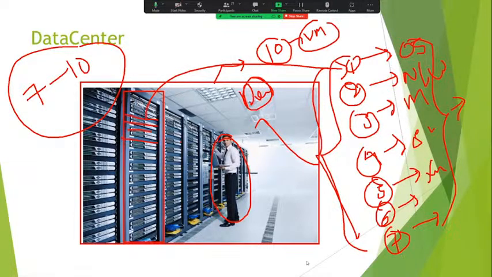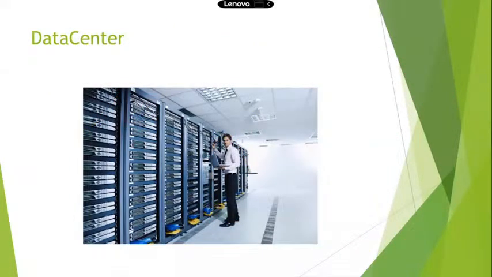This is a burden to the organization. Why? Because if it is taking 7 to 10 days, it is very difficult.